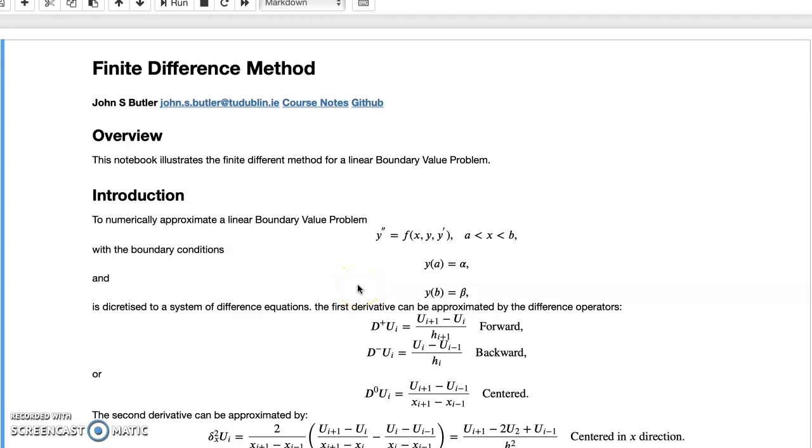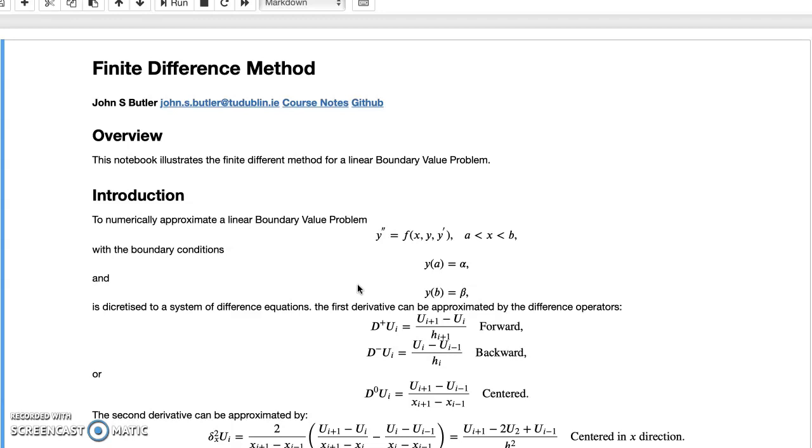So in the last two videos, we did the linear tuning method and the non-linear tuning method for boundary value problems. But this all leads us to, well, why bother making these initial value problems? Why not just attack the boundary value problem directly? So here, it's the introduction of the finite difference method.